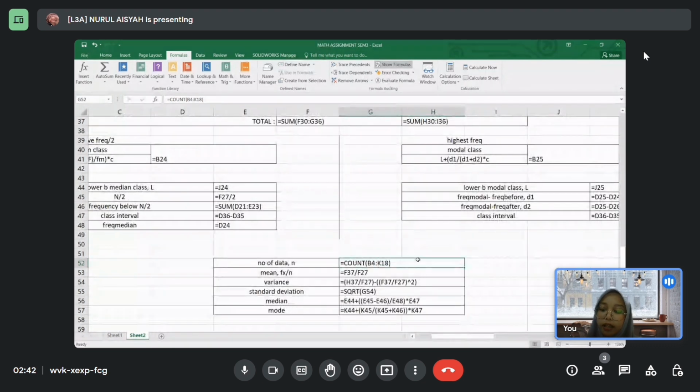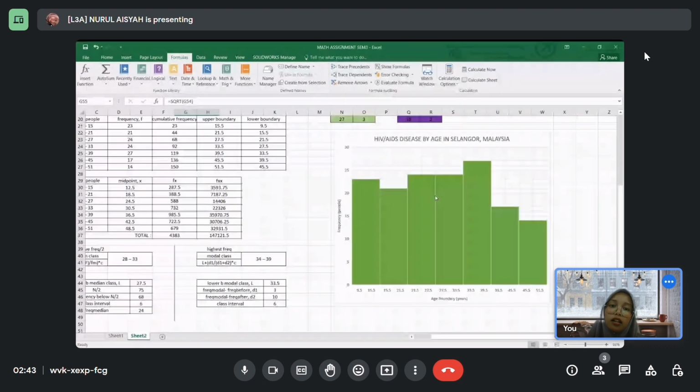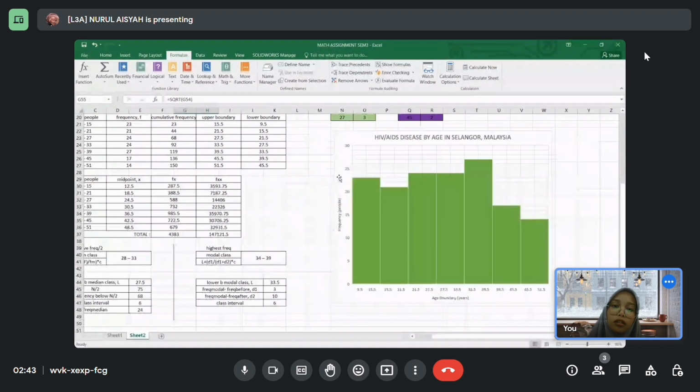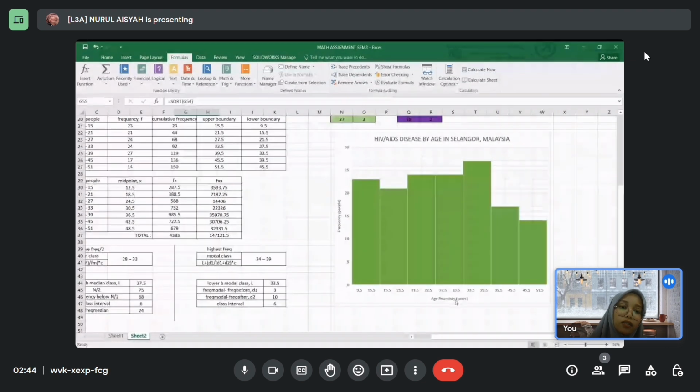To find the number of data, we use countif and select all the range. To find the mean, we use fx over n, and for standard deviation, we use the square root of variance. This is the histogram graph, by choosing the y-axis of frequency and the x-axis of age boundary. That's all. Thank you.